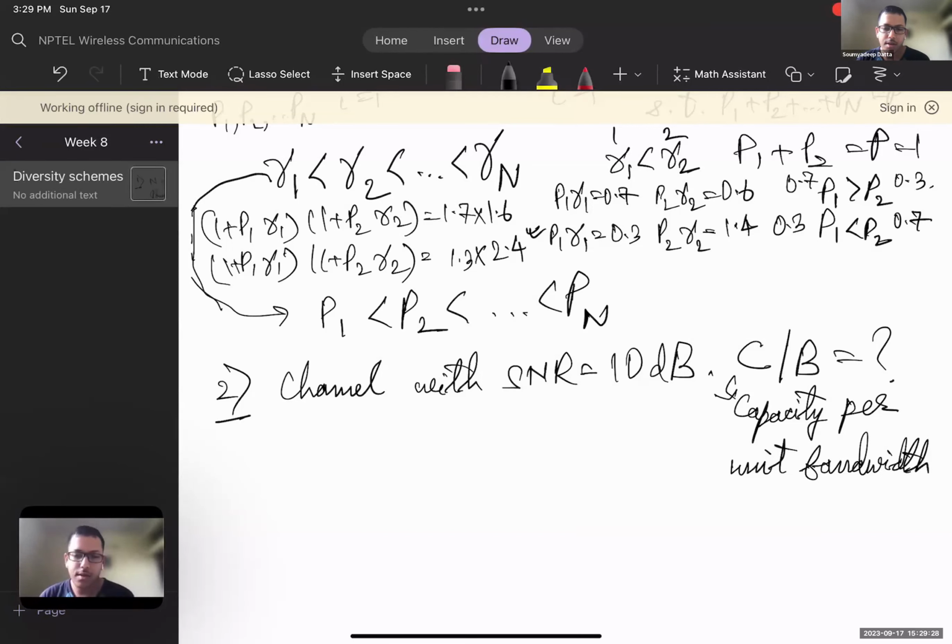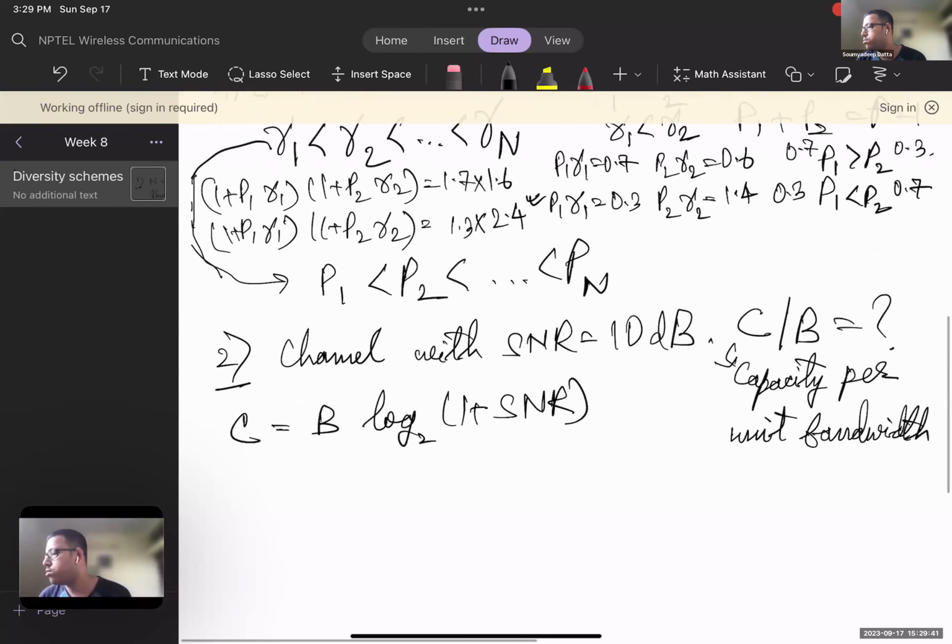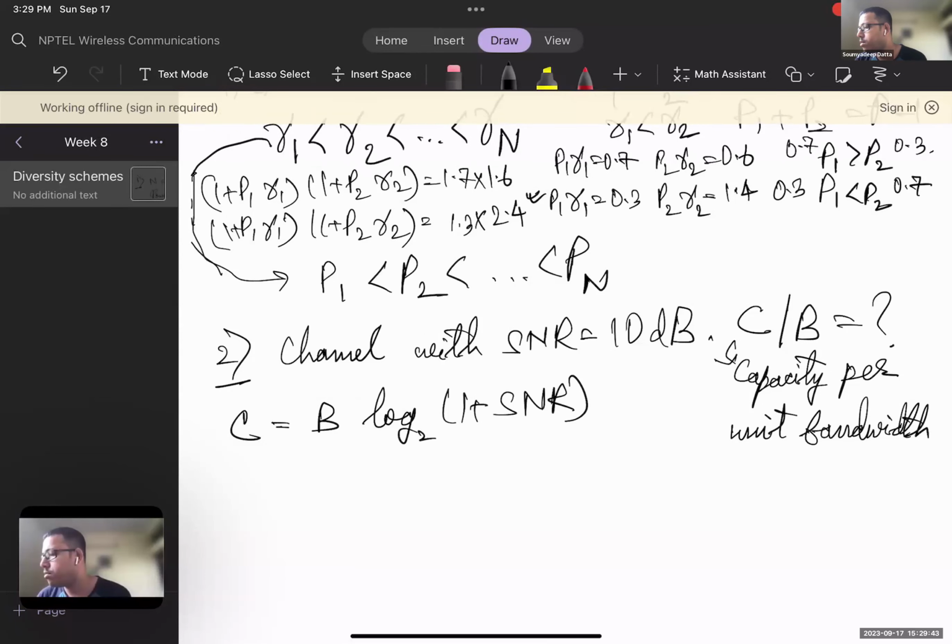And this is very simple, right? This is based on the formula that you have, Shannon's law, which is C, capacity, is equal to bandwidth times log of 1 plus SNR. And so capacity per unit bandwidth will be C by B. So C by B is the quantity that is asked of you. It will be just log of 1 plus SNR.